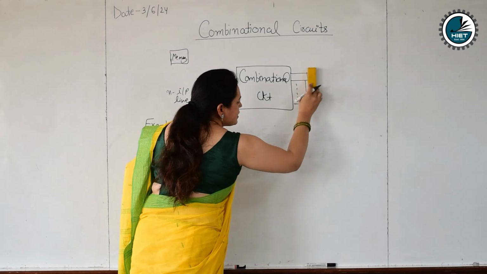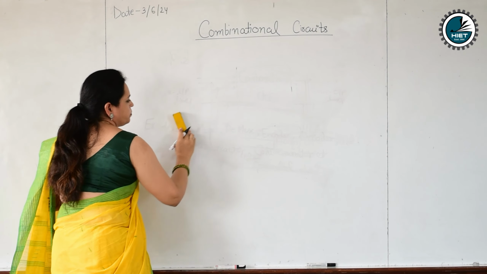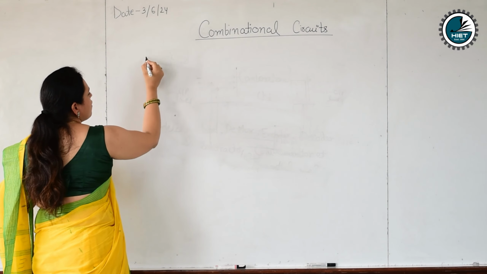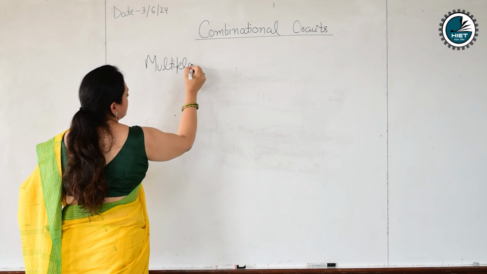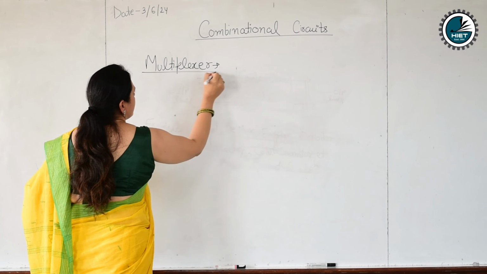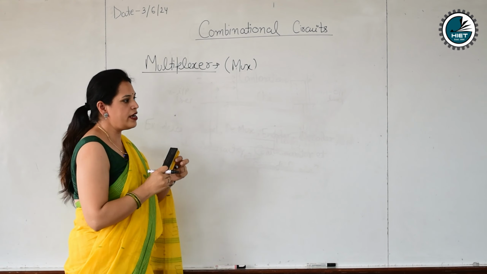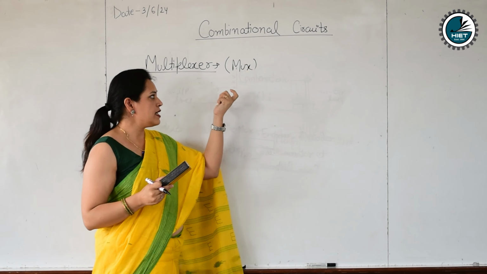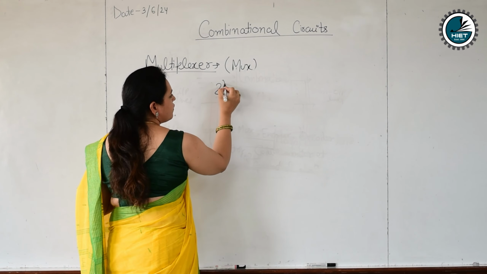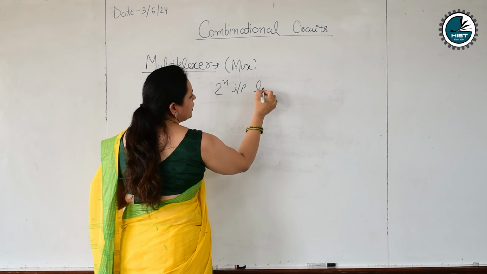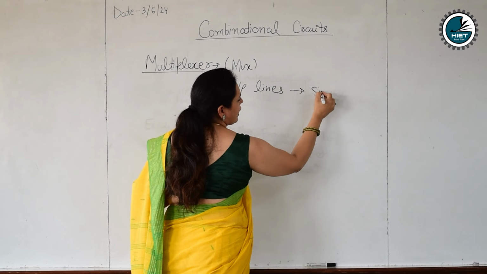Okay, now my topic is the combinational circuit. So, types of combinational circuit. Firstly, we will discuss the multiplexer. Multiplexer, in short, we know as the mux. Generally, we call it the mux. In a multiplexer, what happens? In this, there are 2 to the power n input lines, and we get a single output line.